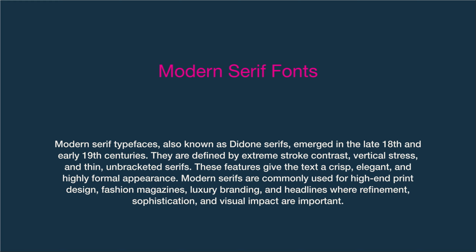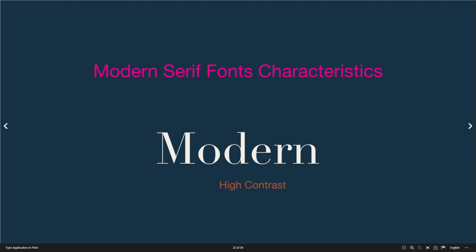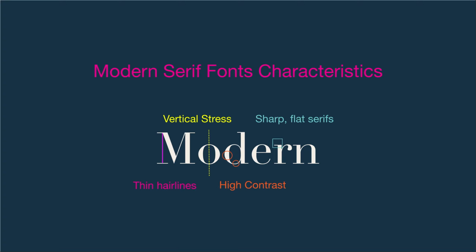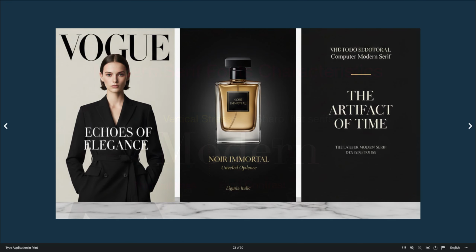Let's take a closer look at the structural characteristics of modern serifs. The hallmarks are thin hairlines, vertical stress, and high contrast between thick and thin strokes. The serifs are no longer bracketed or curved. Instead, they are flat, sharp, and horizontal, giving the typeface a clean, precise, and highly formal appearance. Modern serif fonts are typically used for headlines, fashion magazines, luxury branding, and high-end editorial design.